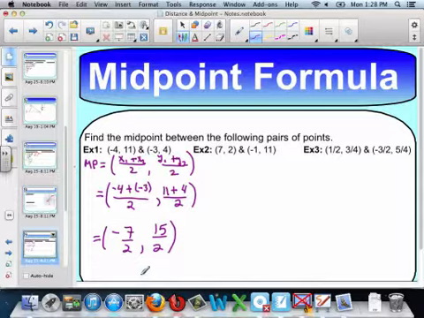Casey? Okay, so we can't divide by 2 and leave it as a decimal? No. I know you guys don't believe me, but I'm going to save you a whole lot of headaches later on in the course. We're going to avoid decimals if we can.